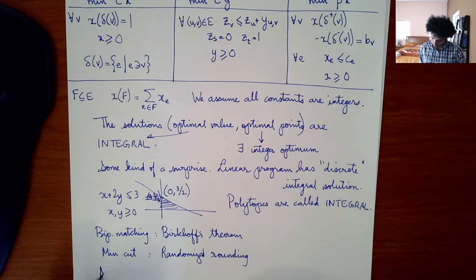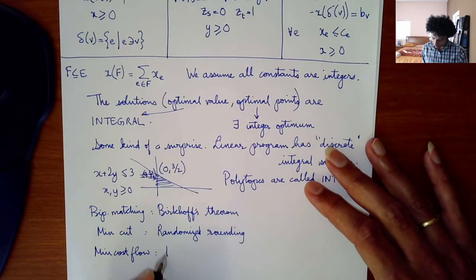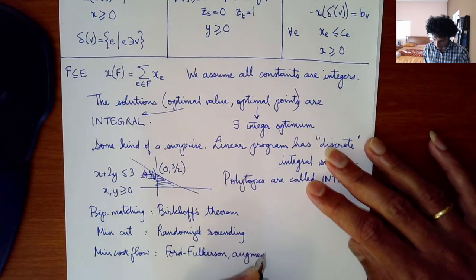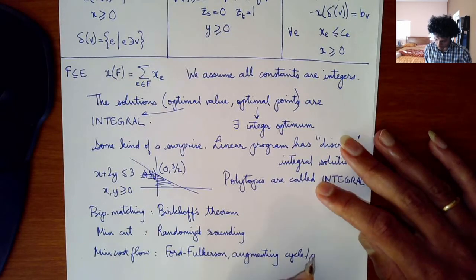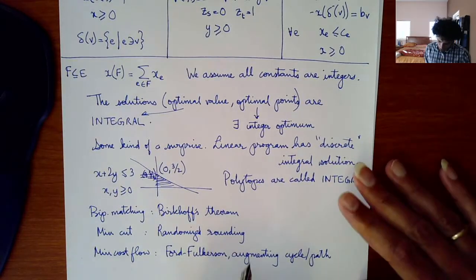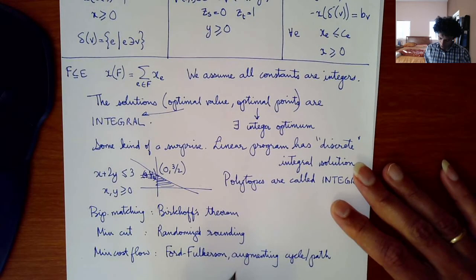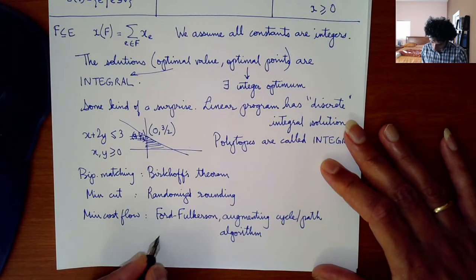And then for min cost flow, we never explicitly proved this, but technically it follows by Ford-Fulkerson. It follows by the augmenting path algorithm, or I would say the augmenting cycle or augmenting path, because you can look at min cost flow as a generalization of max flow. So the augmenting cycle or augmenting path algorithm proves this is integral. This is also referred to as the integrality of flow.